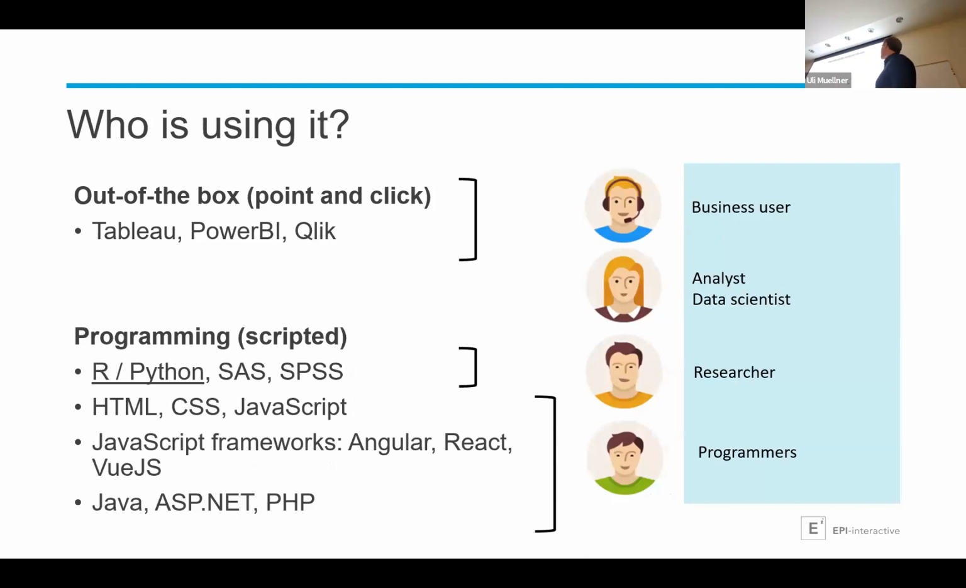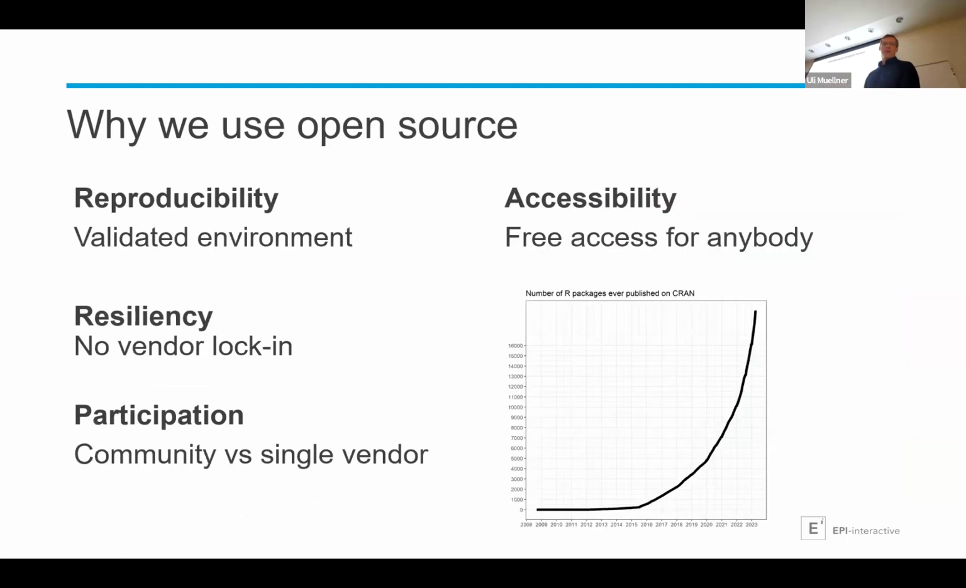From an access level, it's those out-of-the-box tools that business users, analysts and data scientists use for the more broad-brush standardized outputs. Then in the research area, definitely R and Python. So there's a definite drive towards open source technology. However, web technologies and JavaScript programming are more towards programmers, when you use open source versus commercial tools.